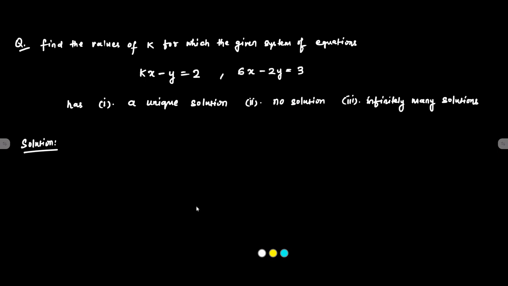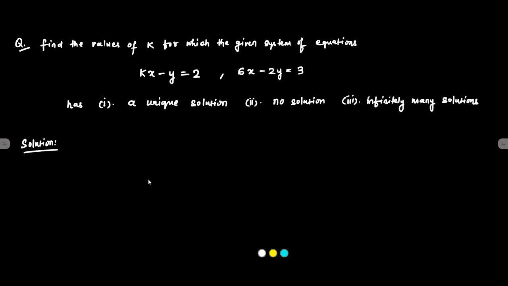So here is another question on conditions for solvability of linear equations in two variables. It is given: find the values of k for which the given system of equations, kx minus y is equal to 2 and 6x minus 2y is equal to 3, has first bit 1, a unique solution, bit 2, no solution, bit 3, infinitely many solutions.